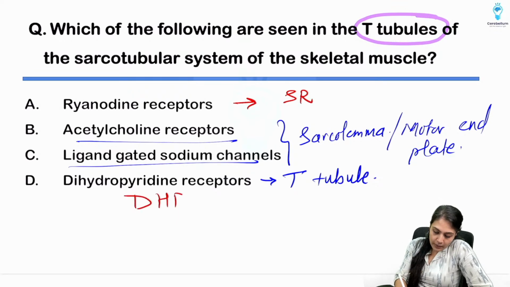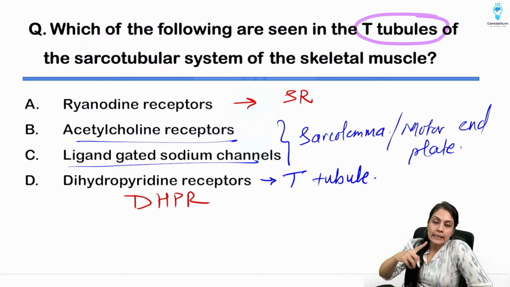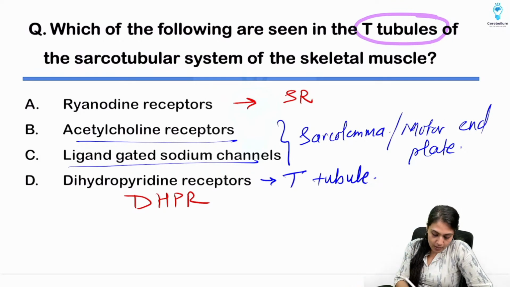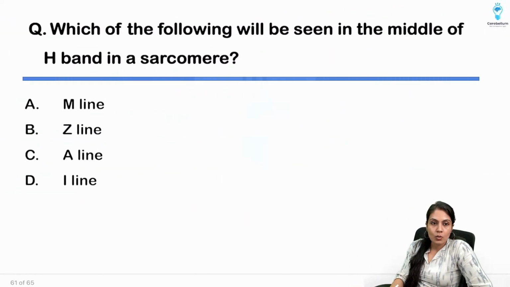These DHPR channels are there on the T-tubule, right? So T sounds like D. So please remember, in the T-tubule, we are going to have DHPR receptors, right? So option D is going to be the answer over here.